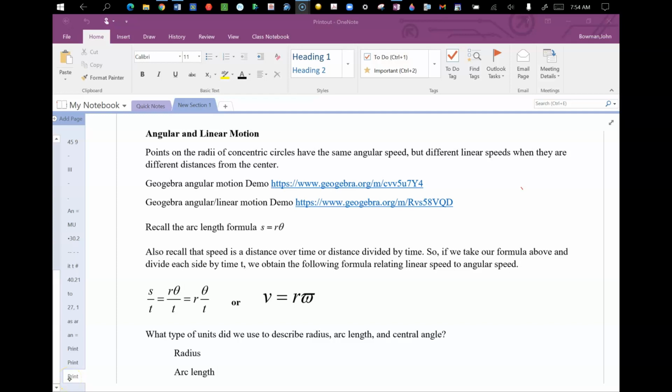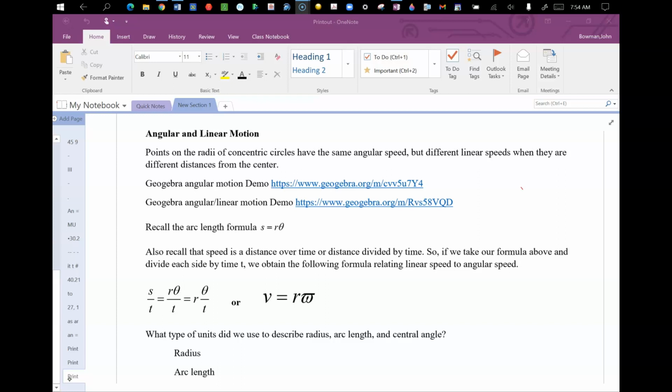We are going to spend some more time taking a look at the relationship between arc length, radius, and central angle measure. But what we're going to do now is look at it in terms of motion. So what we're really going to do is take a look at the relationship between linear velocity and angular velocity and the radius of the circle.